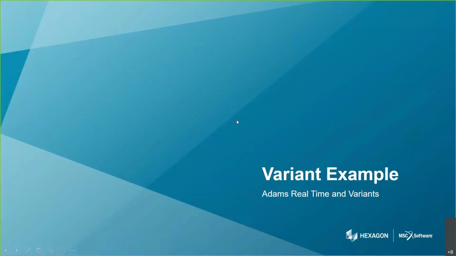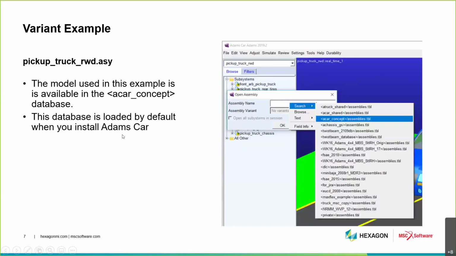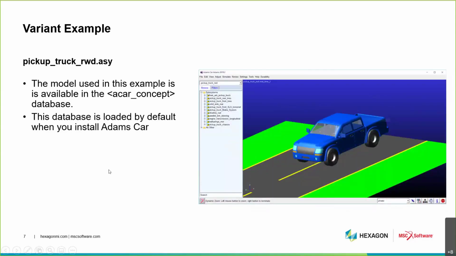So to make it clear what we're talking about in terms of real time, let's just take a quick look at an example. If we look at our pickup truck rear-wheel drive assembly, which is a model that is available in the ACAR concept database, the database is actually loaded by default when you install Adams car. You can see that when you go to open an assembly, you'll see the ACAR concept database, and in the list of assemblies, you'll see this pickup truck rear-wheel drive assembly, which looks like this.